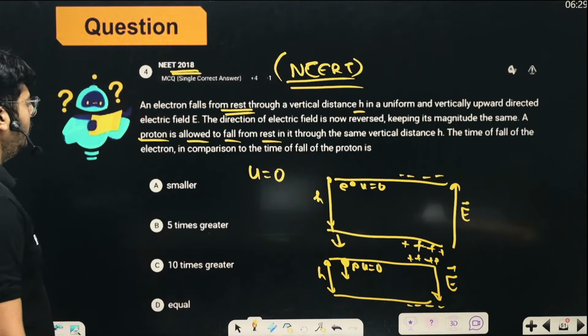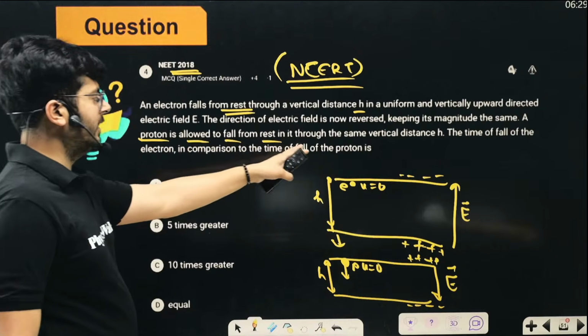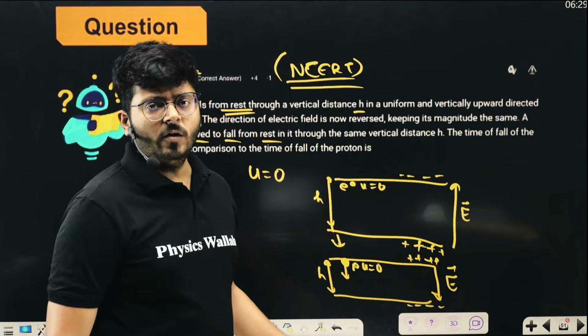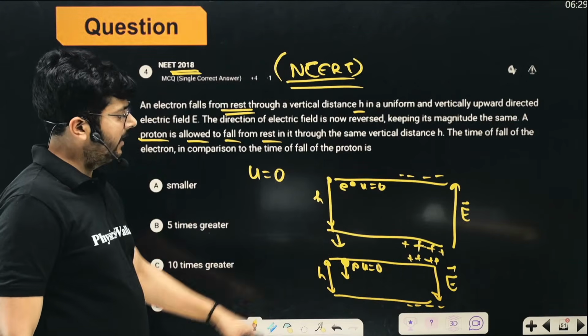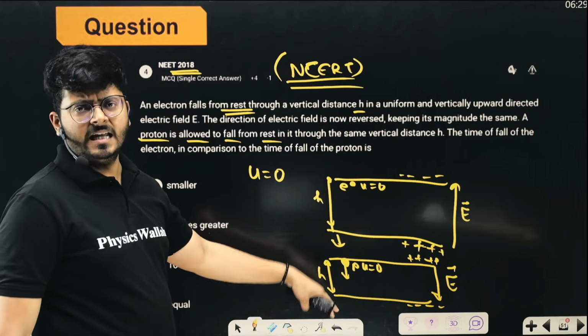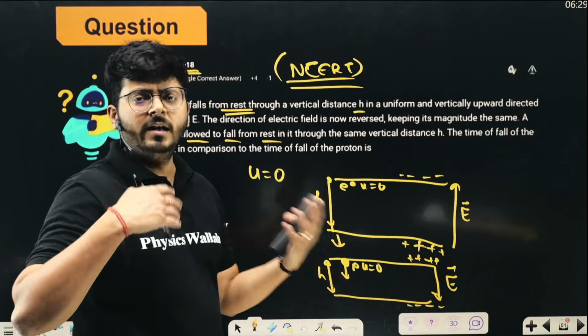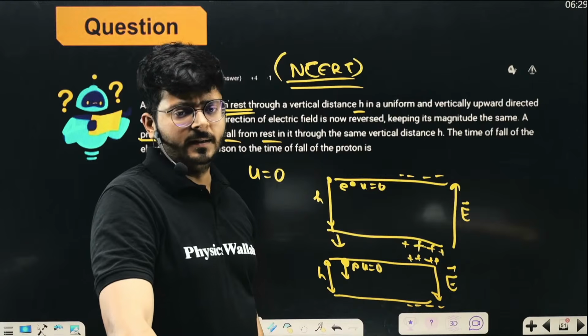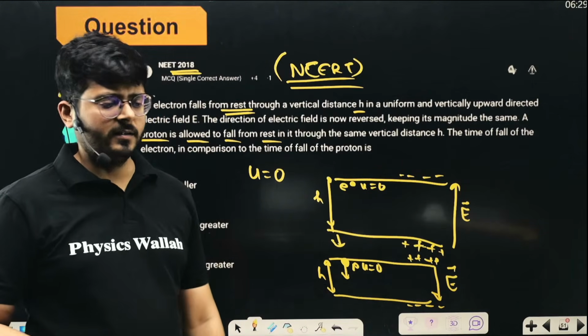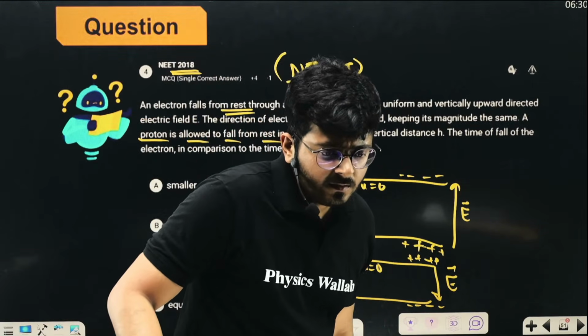What will be the time of fall for the electron as compared to the time of fall for the proton, right? Will it take more time or less time? And what will be the ratio of the times, basically? We have to talk about that particular part, right?